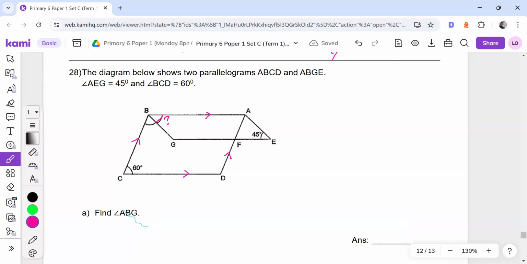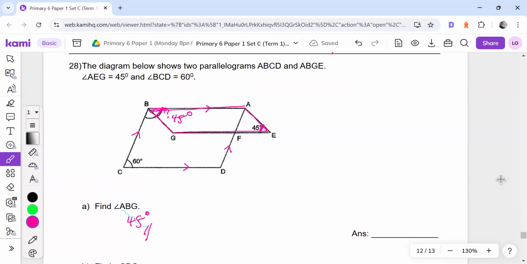So what is this angle here? In a parallelogram, let's revise: opposite angles in a parallelogram are the same. So part A is 45 degrees. Opposite angles in the parallelogram are equal, the same. Okay, next one, CBG. Where is your CBG? It is here. You're supposed to find this angle.